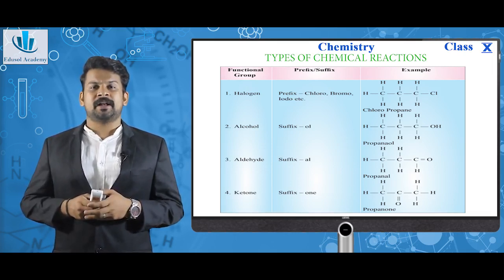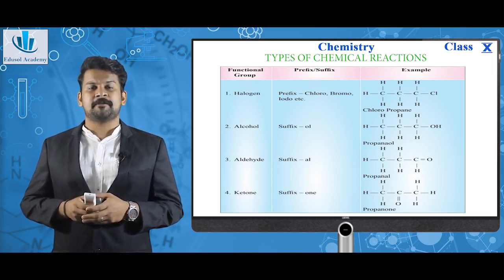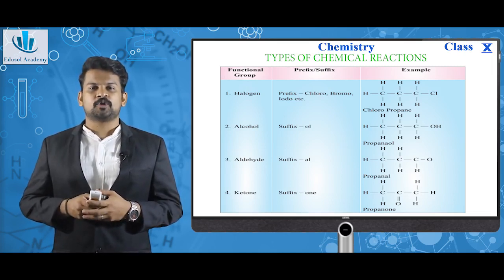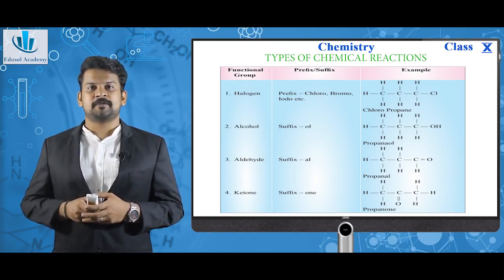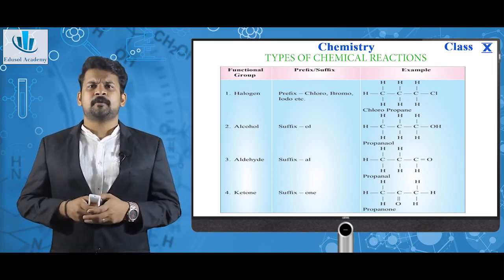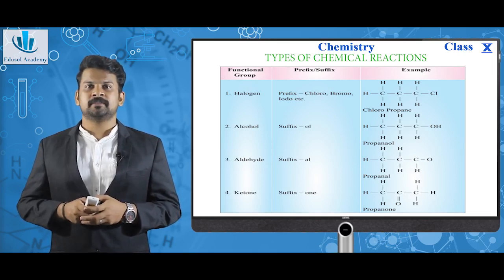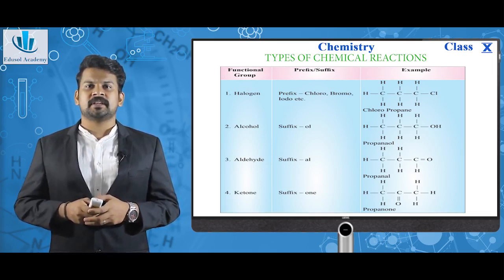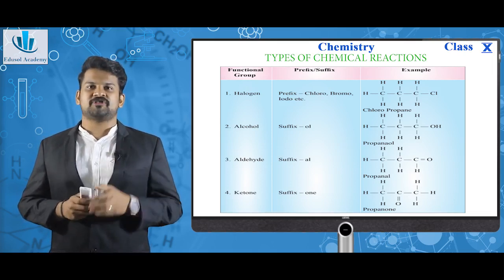For alcohol, we add the suffix ol. For aldehyde, we add the suffix al. For ketone, we add the suffix one. For acid, we add the suffix oic acid. If you look at that sample, for a hydrocarbon with the functional group halogen like chlorine, the compound here is propane, which has a chlorine atom replacing one hydrogen atom.